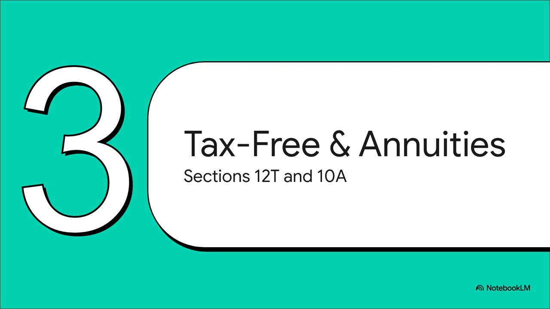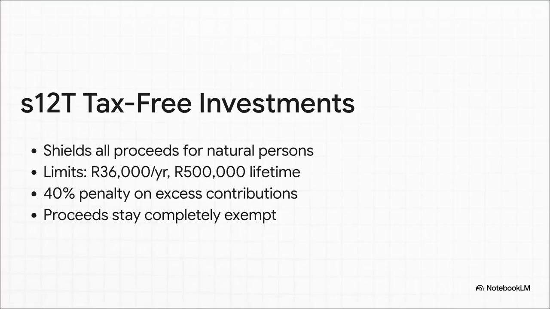All right, Section 3, tax-free investments and annuities under Sections 12T and 10A. Under Section 12T, tax-free investments are an incredible wealth-building tool. Why? Because they completely shield all proceeds, interest, dividends, everything, for natural persons. But examiners love to test the really strict legislative limits. R36,000 annually and R500,000 per lifetime.